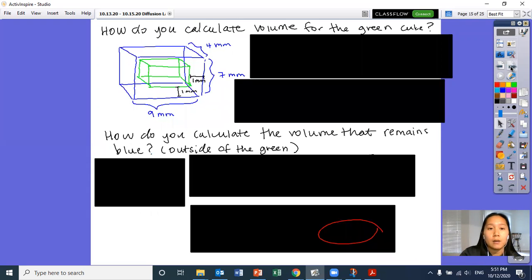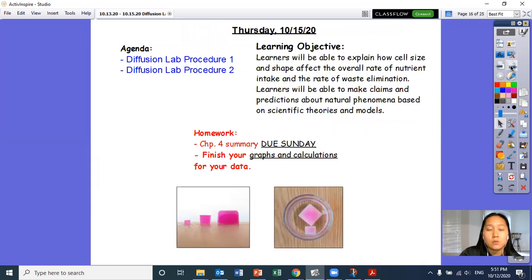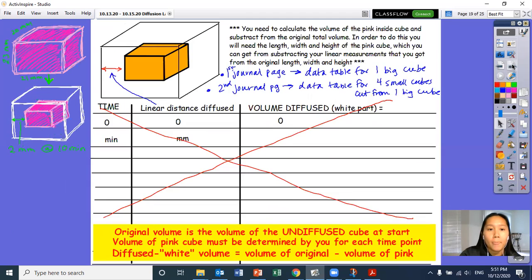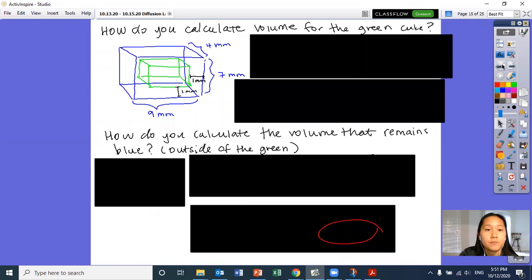You're going to want to make, like it says right here, 3 tables, because we're going to be doing 1 table for the big cube, 1 table for the small cube, and 1 table for a different rectangular prism, so a different shape. So you're going to want 3 pages or 3 data tables.